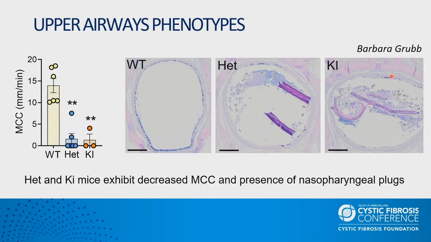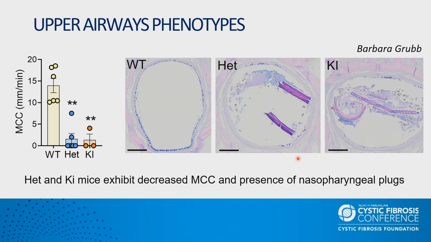So when we look at the phenotype of these mice, Barb Grubb performed a series of experiments to measure mucociliary clearance in the intact nasopharynx. And as you can see here, there was a marked reduction in MCC in both the heterozygous and the knock-in. This observation correlated with the histological evidence of nasopharyngeal plugs.